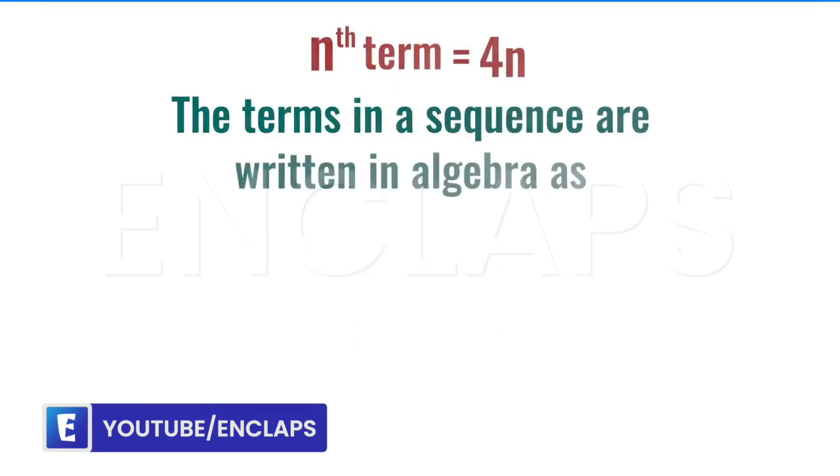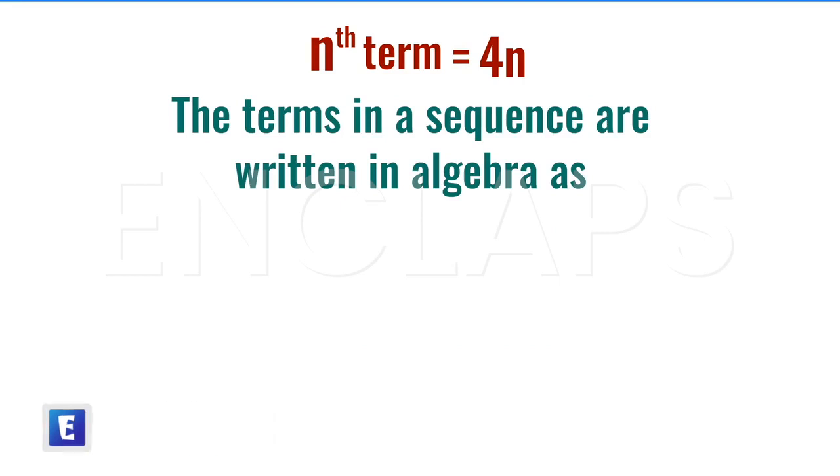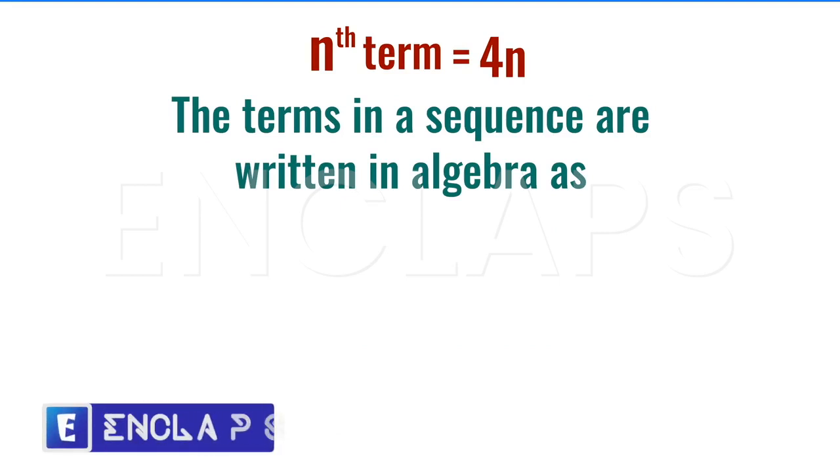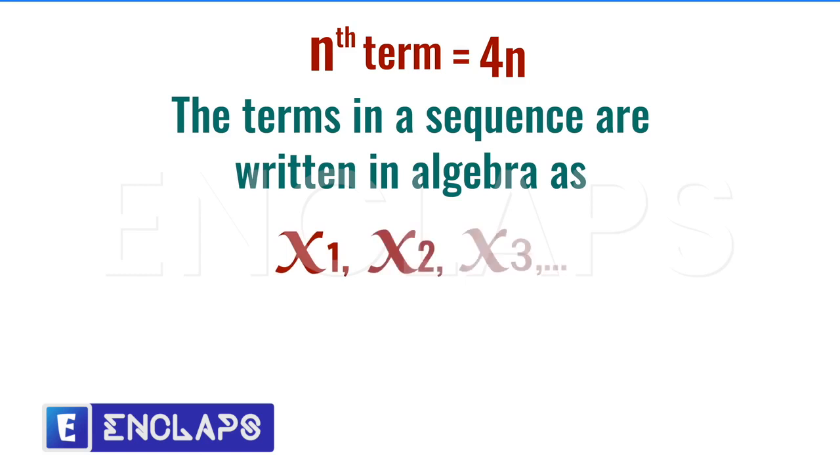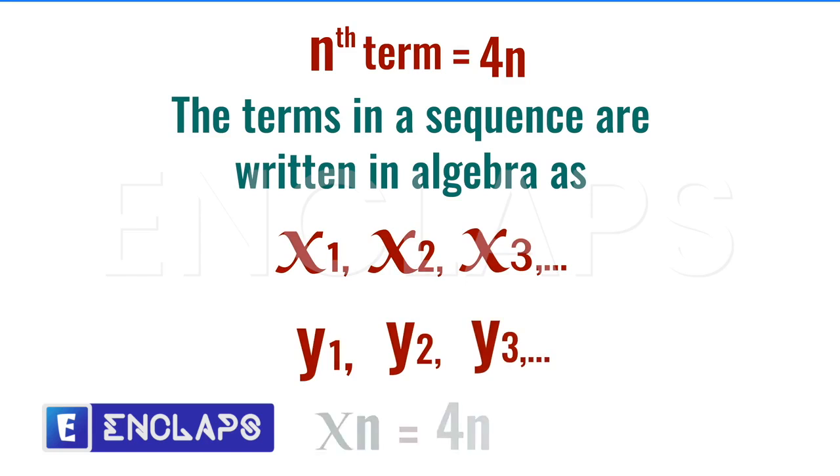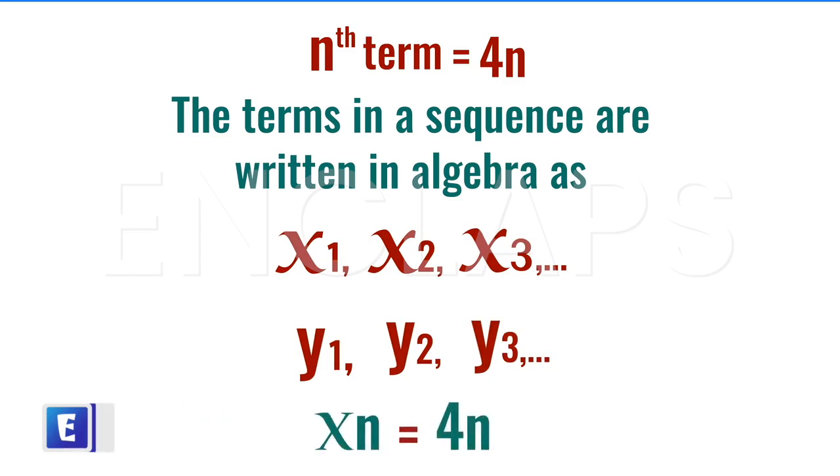In algebraic terms, if n is the number representing the position, then the nth term will be 4n. Usually the terms in a sequence are written in algebra as x1, x2, x3 or y1, y2, y3 etc. So we can shorten the above rule further as xn is equal to 4n.